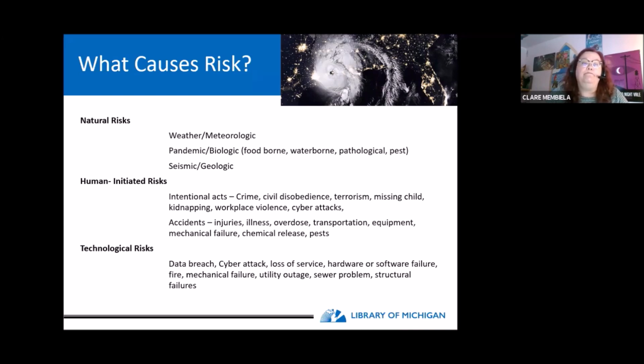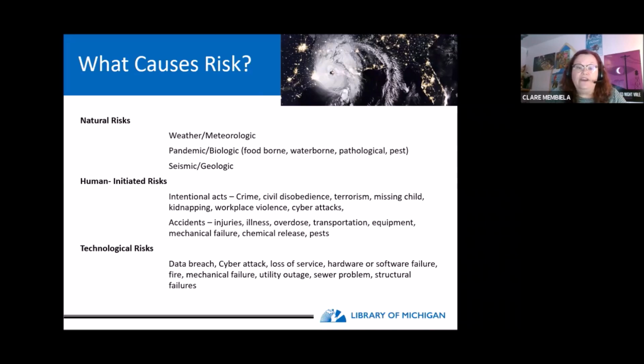You have, again, bed bugs could be accident. I'm sure that most people don't intentionally introduce bed bugs to the library. And you might have chemical releases. You could have a cleaning service inadvertently spill a very strong cleanser or mix cleansers that shouldn't be mixed. And then you have, of course, technological things like data breaches and a cyber attack, hardware failure. Your system could go down, your network system could go down. That could either be hardware or software.